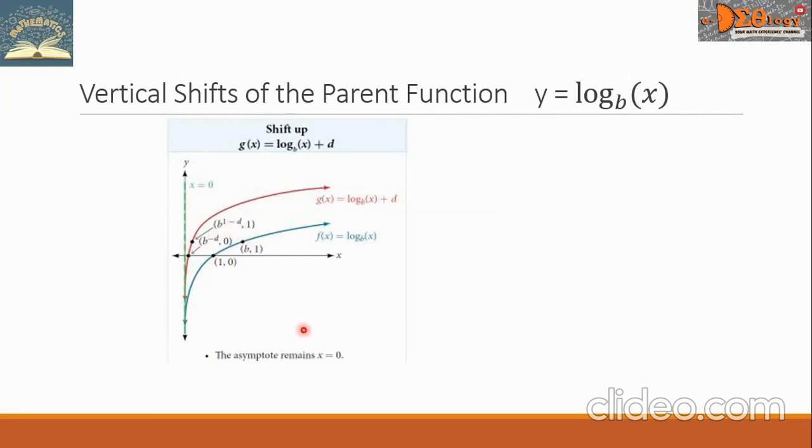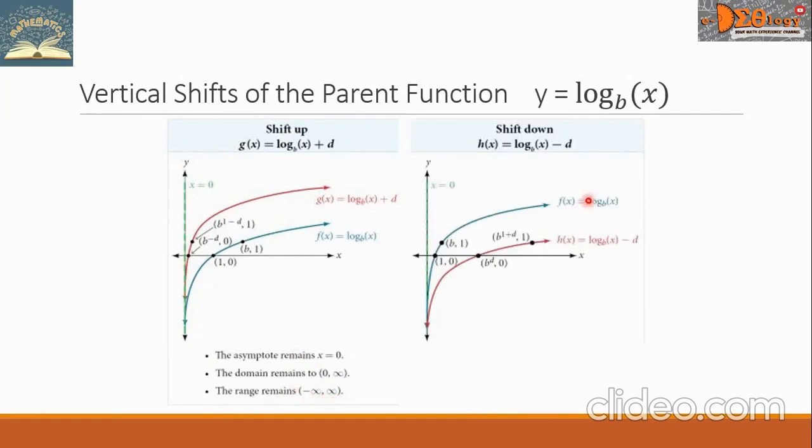The asymptote remains x equals 0, or the y-axis itself. The domain remains from 0 to positive infinity. The range remains from negative infinity to positive infinity.